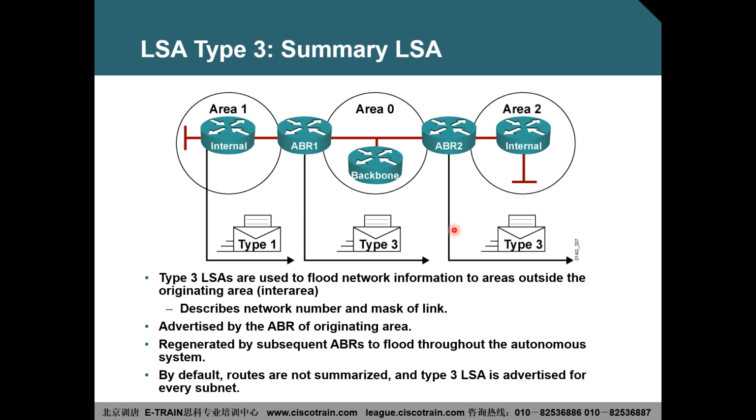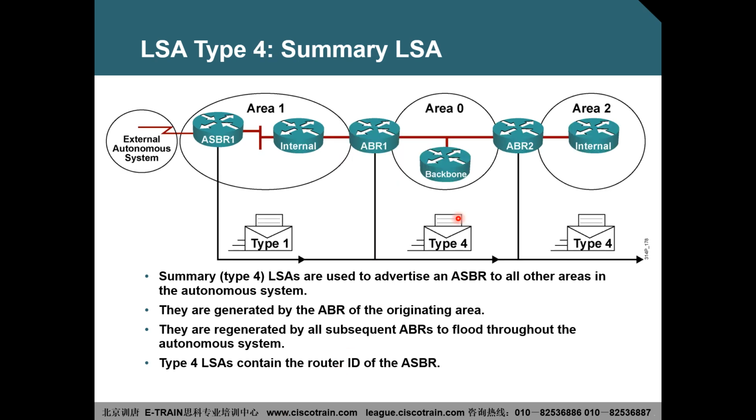Okay, that is type 3 LSA. Again, summarization is not done by default. Summarization needs to be done. It is called summary LSA by name, but summarization is not done by default, and advertisements are done for every subnet. Got it. Okay, type 4, read it. So this is just the router ID of the ASBR. But where does it originate? See, it is not originating from the ASBR. It originates from the ABR of the ASBR's area.